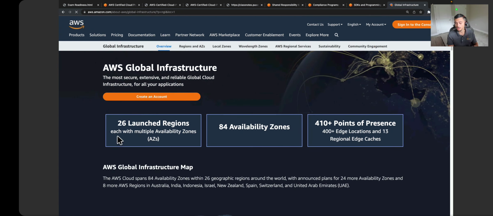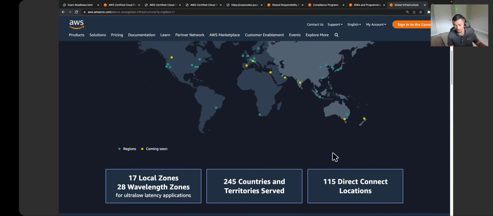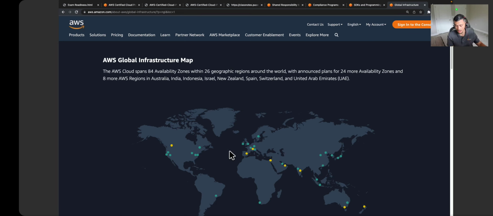If you go to the overview page, you will see that we have 26 regions around the world with 84 availability zones and over 410 points of presence. So points of presence and edge locations, those terms are used quite interchangeably because points of presence is sort of the umbrella term for edge locations as well as regional edge caches, which just means that in 13 regional locations around the world, data can also be cached. So they just use the points of presence term as the umbrella term. But yeah, and then you get a nice graph here as well.